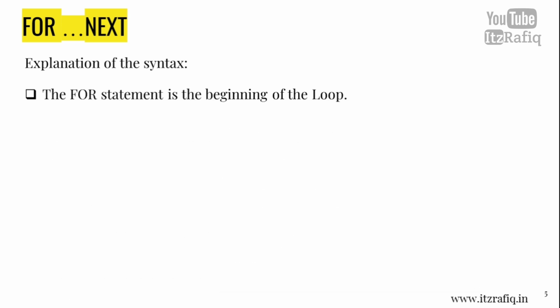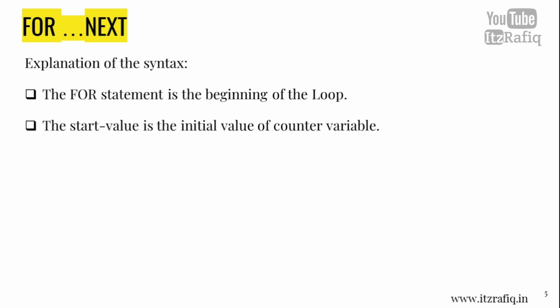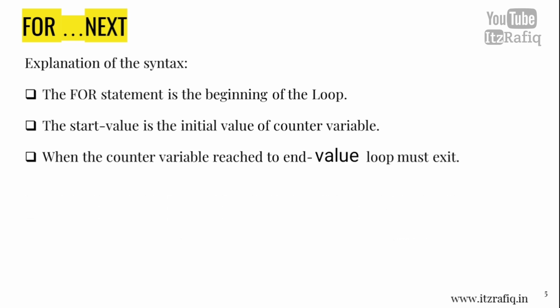Explanation of the syntax of the FOR loop. The FOR statement is the beginning of the FOR loop. The start value is the initial value of the counter variable, meaning from which number we want to start the loop, that is defined by the start value. For example, FOR counter = 1, that 1 is the start value. When the counter variable reaches the end value, the loop must exit.